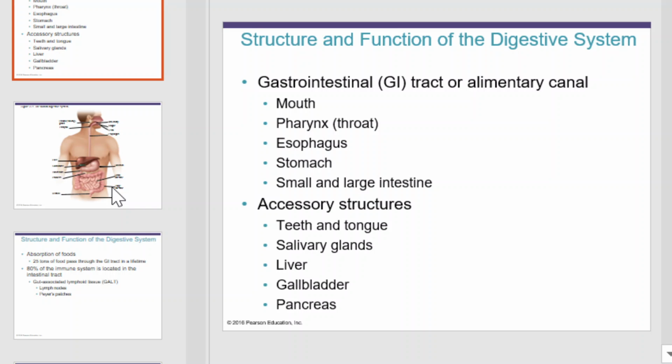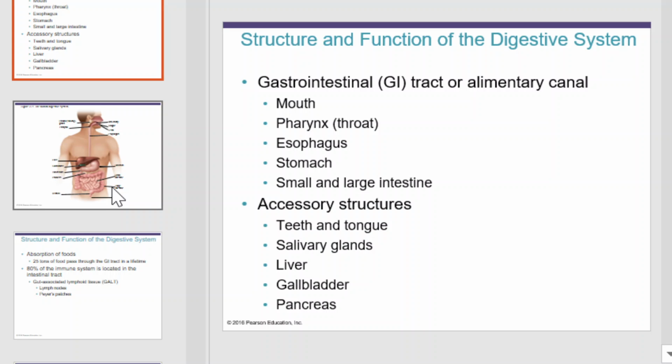To begin, we need to examine the basic architecture of the digestive system and its rudimentary functions. The gastrointestinal tract, or alimentary canal, is made up of your mouth, pharynx, esophagus, stomach, small and large intestines. It has a number of accessory structures such as your teeth, tongue, salivary glands, liver, gallbladder, and pancreas. When considered together, we refer to all of these structures as your digestive system.